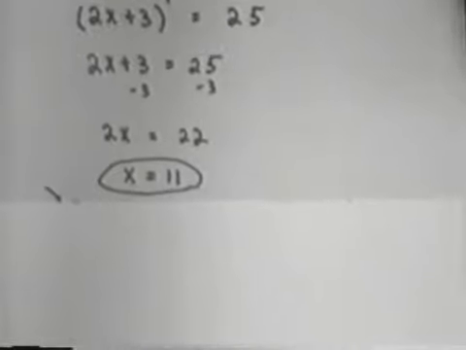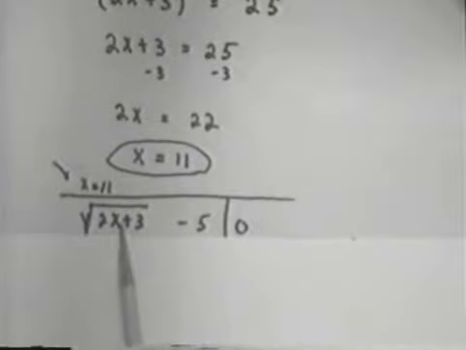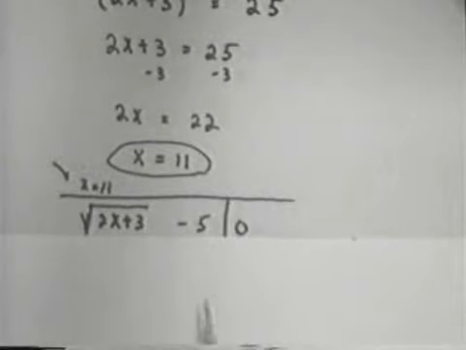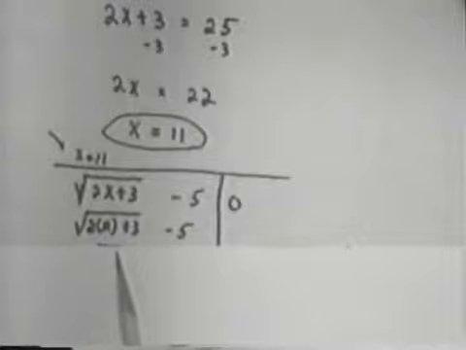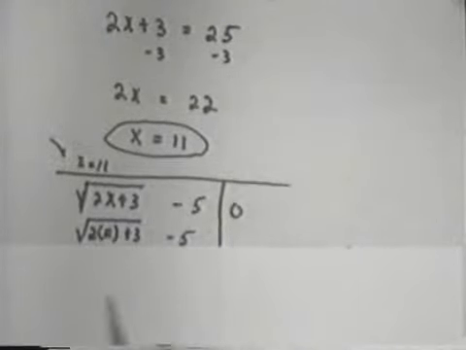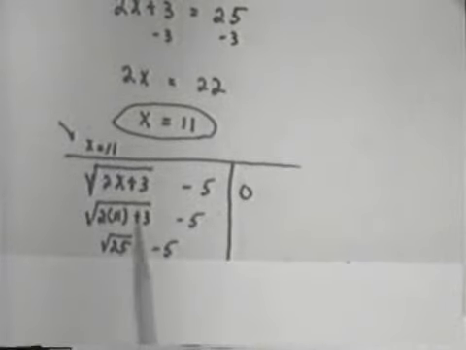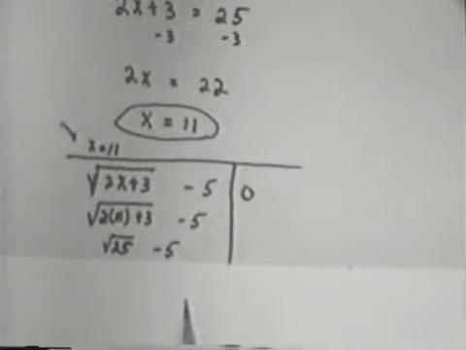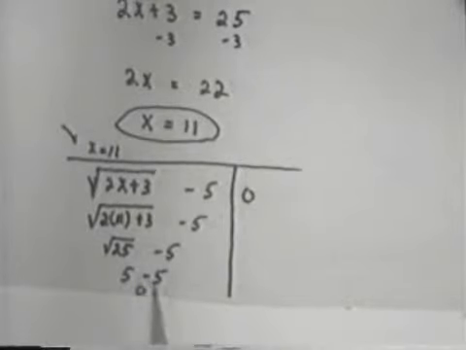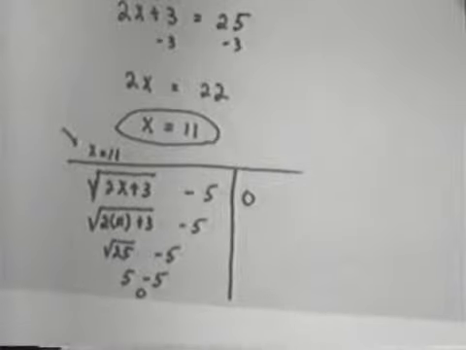Now let's do the check. I'm going to check x is equal to 11. The problem is the square root of 2x plus 3 minus 5 is equal to 0. Replace x by 11. So I have the square root of 2 times 11 plus 3 minus 5. Now do the multiplying. 2 times 11 is 22. Plus 3 is 25. So I have the square root of 25 minus 5. The square root of 25 is 5. 5 minus 5 is 0. So we can see that the solution does indeed check.